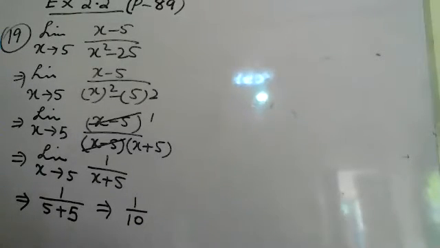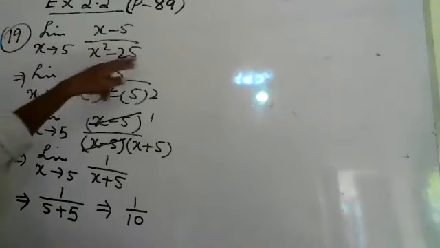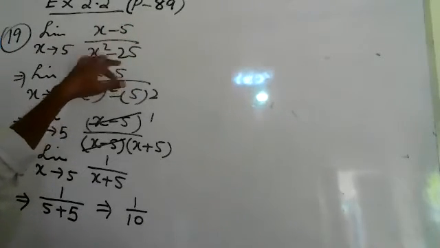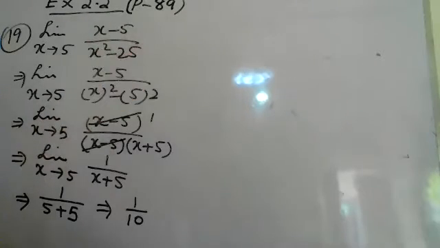So the answer is 1 upon 10. So we will make the factors if directly putting in the denominator. Put in the denominator only. If the denominator comes to 0, then you will use some other method. You may use the factor method.